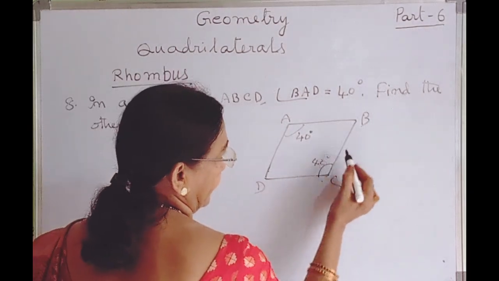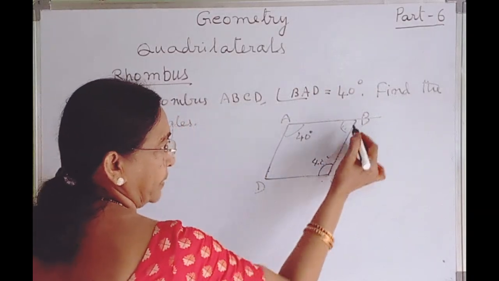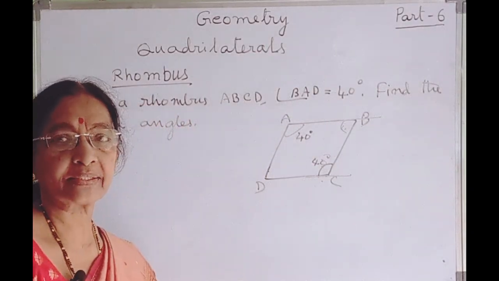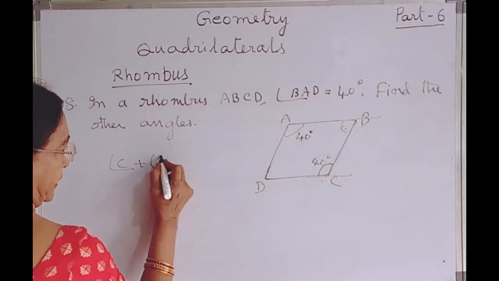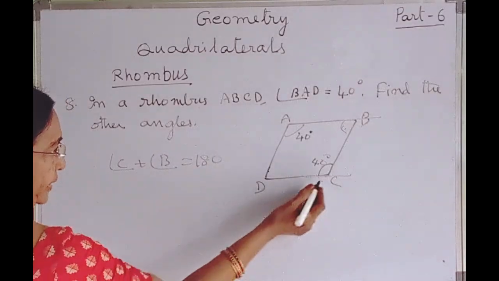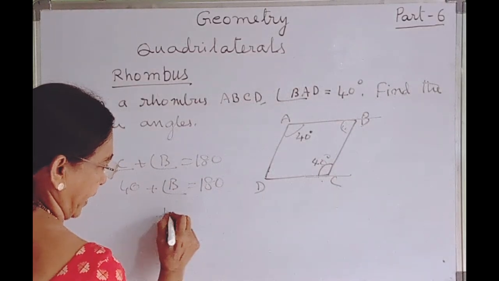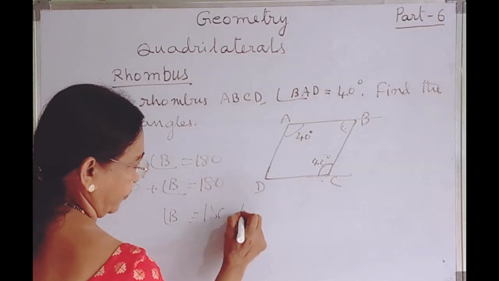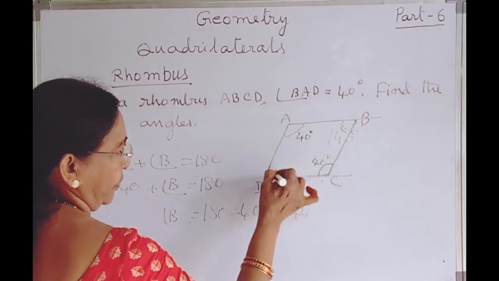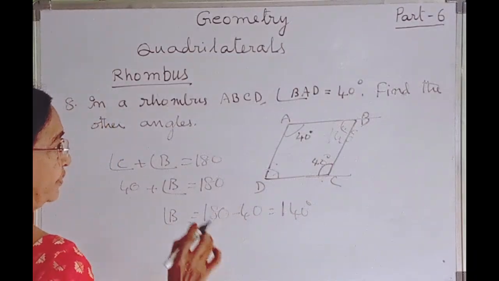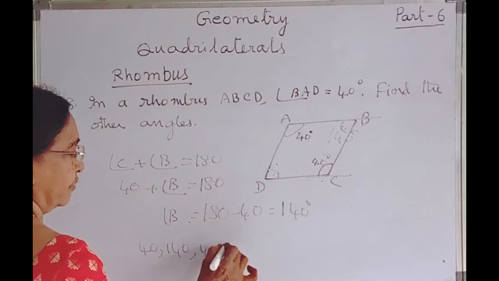Then, the adjacent angles, these two angles, are supplementary. The adjacent angles in a parallelogram are supplementary. Therefore, angle C plus angle B is equal to 180 degrees. Angle C is 40 degrees, so 40 plus angle B is equal to 180 degrees, or angle B is equal to 180 minus 40, which is equal to 140 degrees. Angle B is 140 degrees and the opposite angle is also 140. Therefore, the angles in this rhombus are 40, 140, 40, 140.